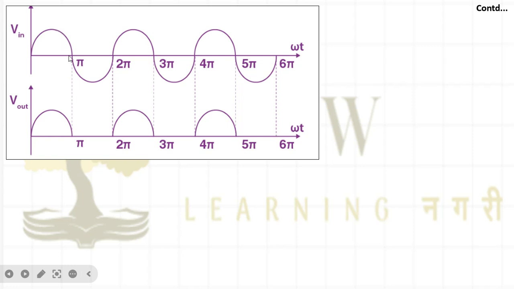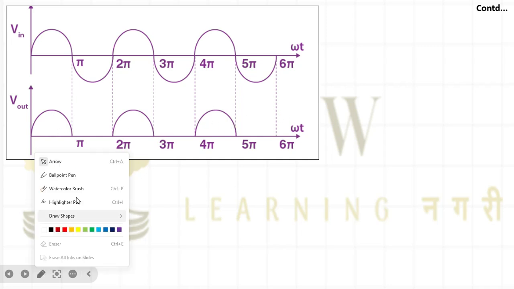I have told you this thing. I have my sinusoidal AC supply input available. Now at first half I am getting the output, in the second half I am not getting any output. The first cycle is completed, then again during the positive half cycle I am going to get my output, then again 0, then again output. But if you see this output, it is not looking like a sinusoidal, it is not looking like a DC.